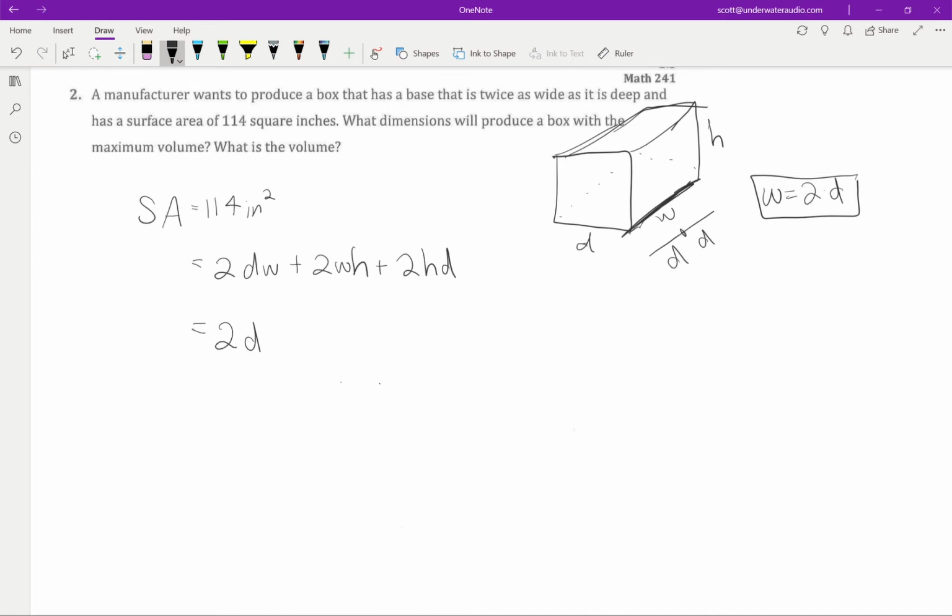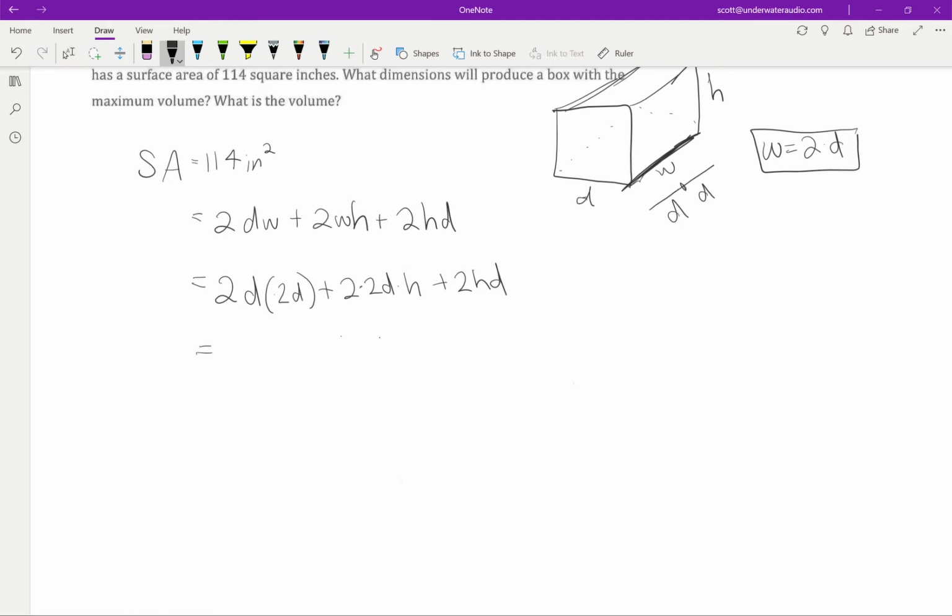So 2D times 2D plus 2 times 2D times H plus 2HD. I can simplify a bit: 4D squared plus 4DH plus 2DH. These are the same kind of term, so I can simplify more: 4D squared plus 6DH. So far, I'm just narrowing down what I've got.